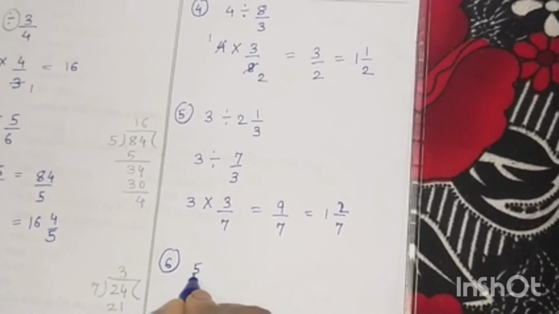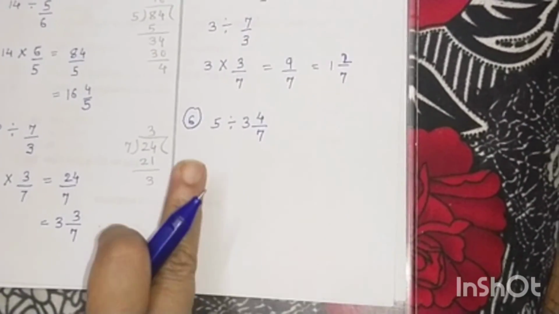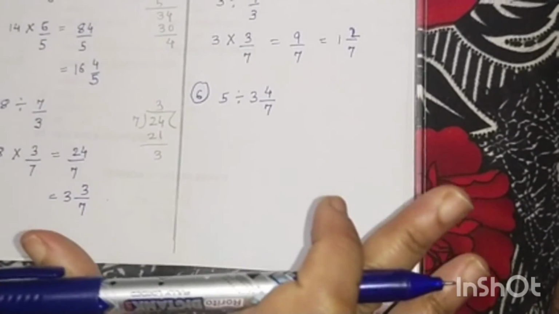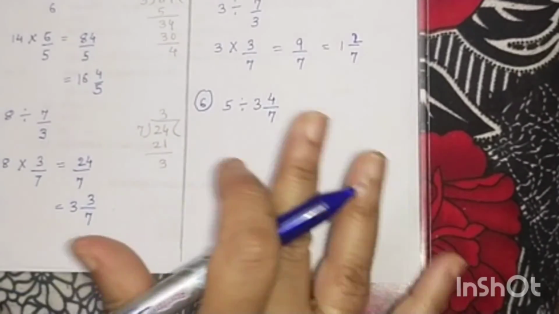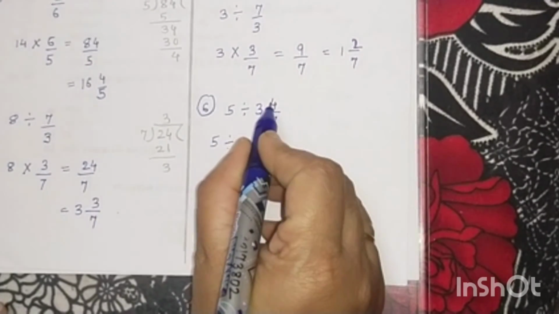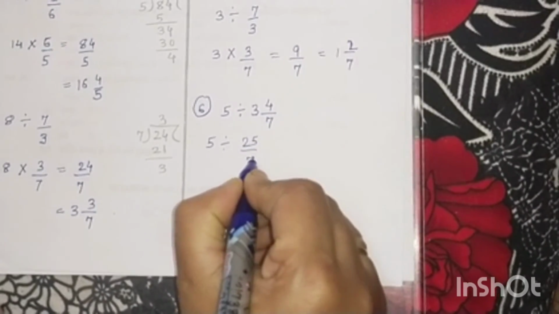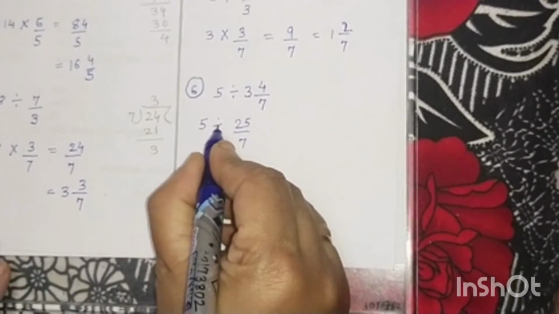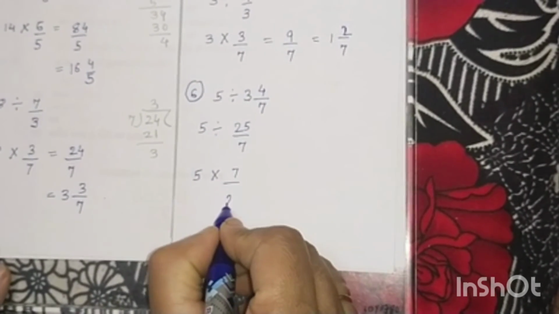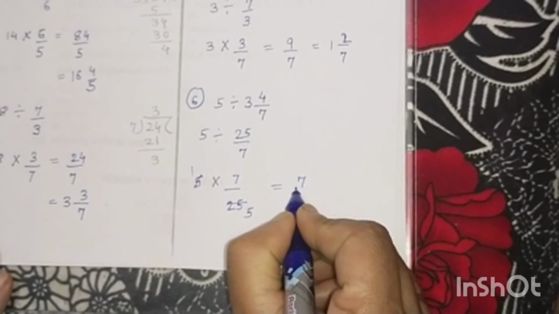Question number 6 is 5 divided by 3 4 by 7. Okay, 5 is a whole number, 3 4 by 7 is a mixed fraction. Whenever there is a mixed fraction, the first step is that we have to convert it into an improper fraction. 3 7s are 21, 21 plus 4 is 25 by 7. Now 5, we will remove the division sign, put the multiplication, 7 upon 25. 5 1s are 5, 5 5s are 25. So the answer is 7 by 5.